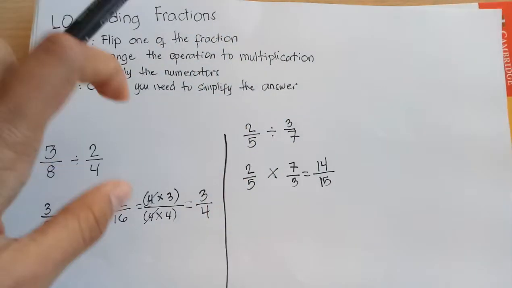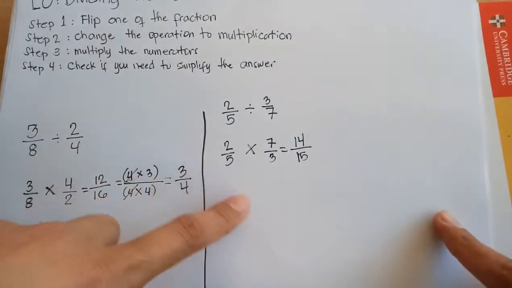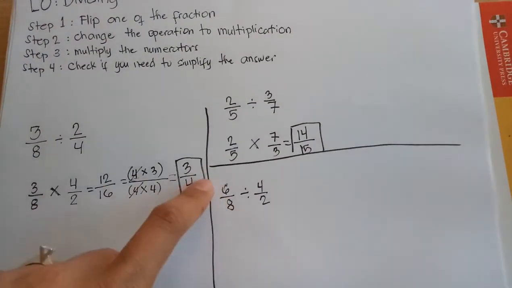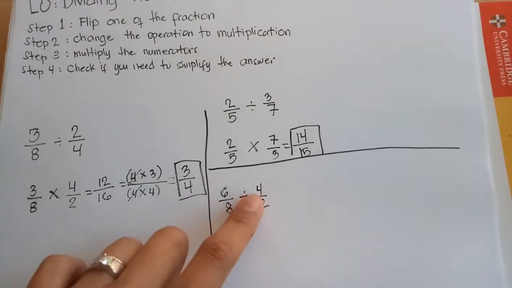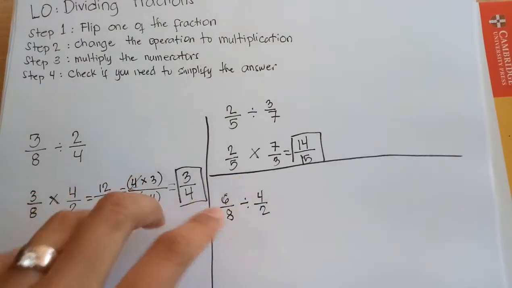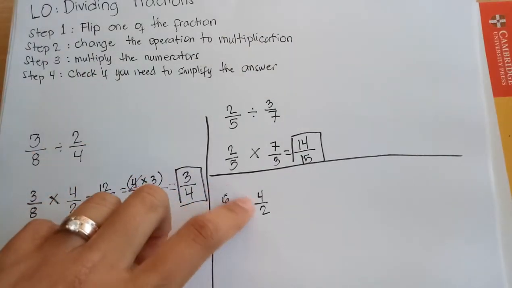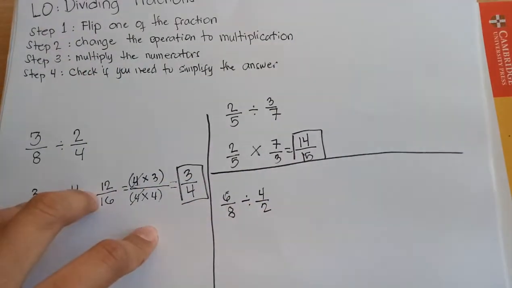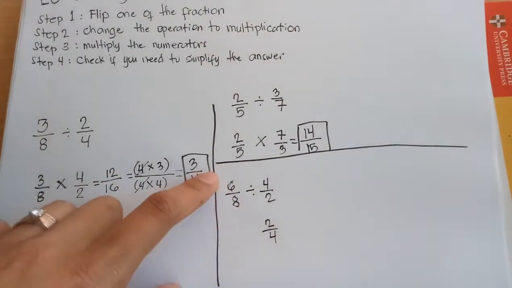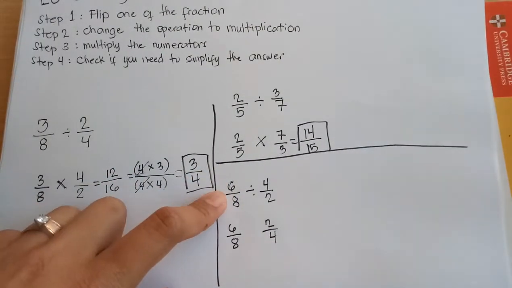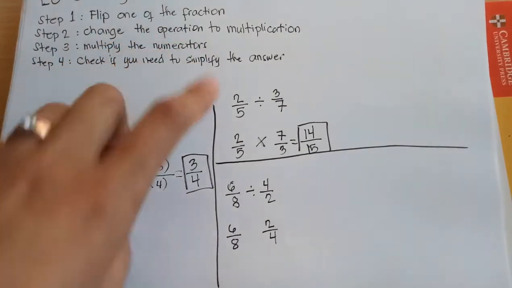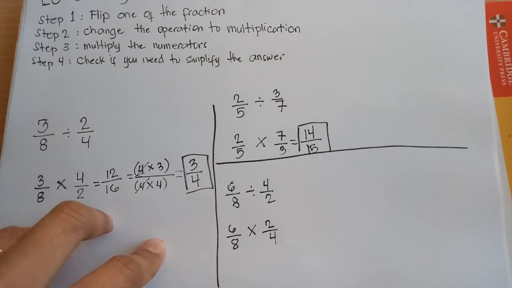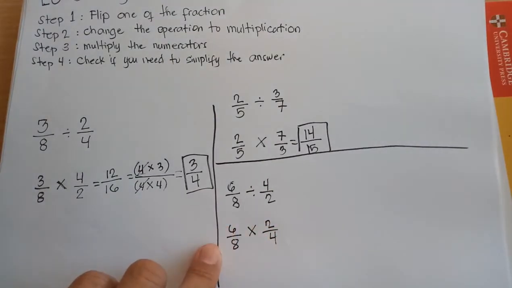Simple as that. Okay, I will show you another example. I will write it down here. Example, we have the problem 6/8 divided by 4 halves, or 4/2. Step 1, we flip one of the fractions. So let's say we flip the second one. I'll write it down here. So it's going to look like this, and I'm just going to copy this fraction. Step 2, we're going to change the operation sign to multiplication.